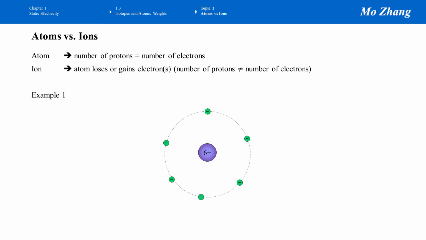For example, here we have an element with 6 protons in the core. That's why it shows a 6 plus in the sphere. It's just another way to show there are 6 protons. The next question is, what element is it? Unless you memorize this by heart, we need to use the periodic table to figure this out.